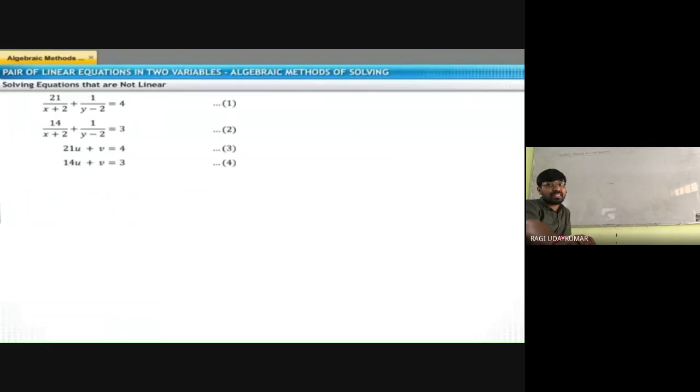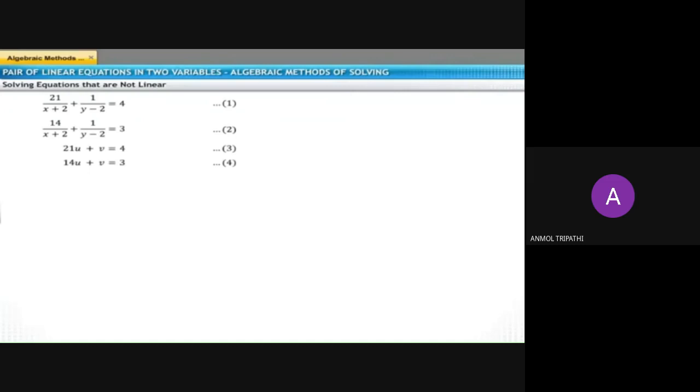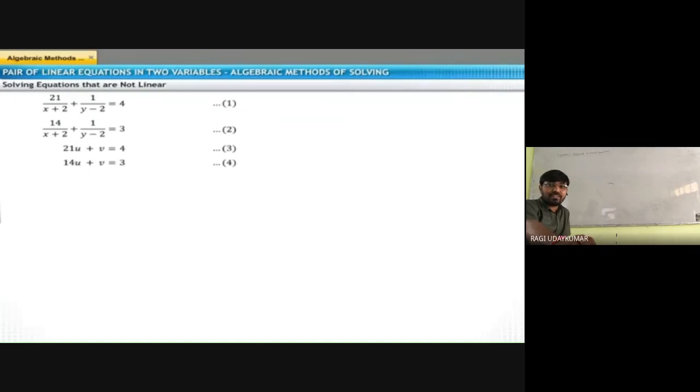Now equations 3 and 4 are linear equations in the variables u and v. So now you have to solve these two linear equations using any method you have learned in previous classes, either substitution or elimination. Here the elimination method, by subtracting, gives 7u equals 1. So u equals 1 by 7.